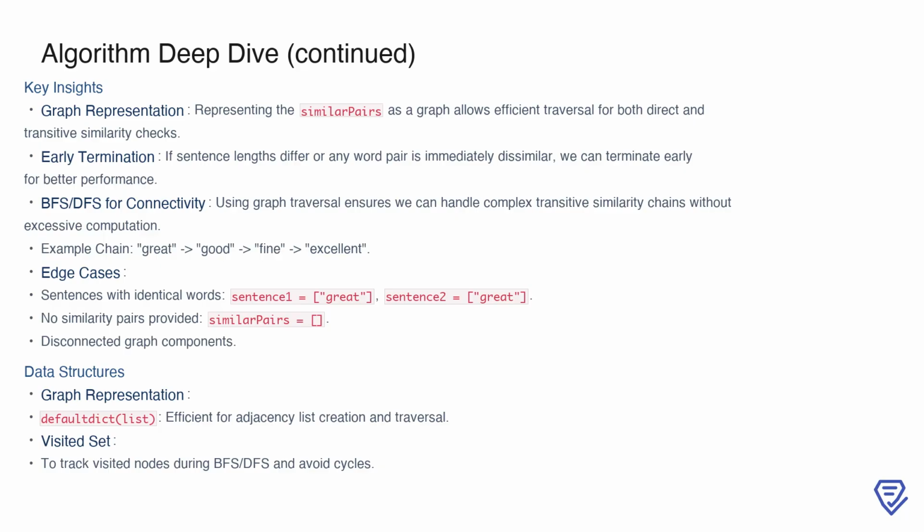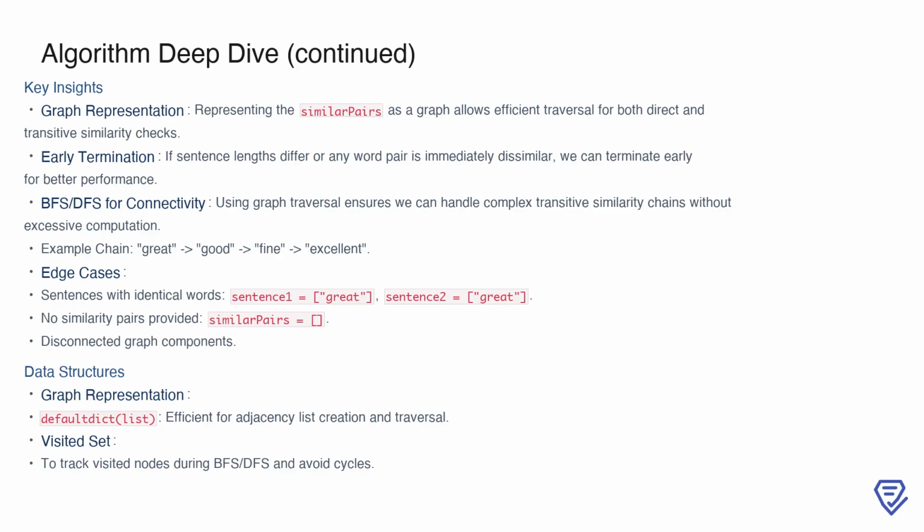For example, if the sentences differ in length or if we encounter a dissimilar word pair, we can immediately conclude that the sentences are not similar and avoid unnecessary computations. For transitive similarity, BFS or DFS is used to explore complex chains of connections, such as great leading to good, then to fine, and finally to excellent.